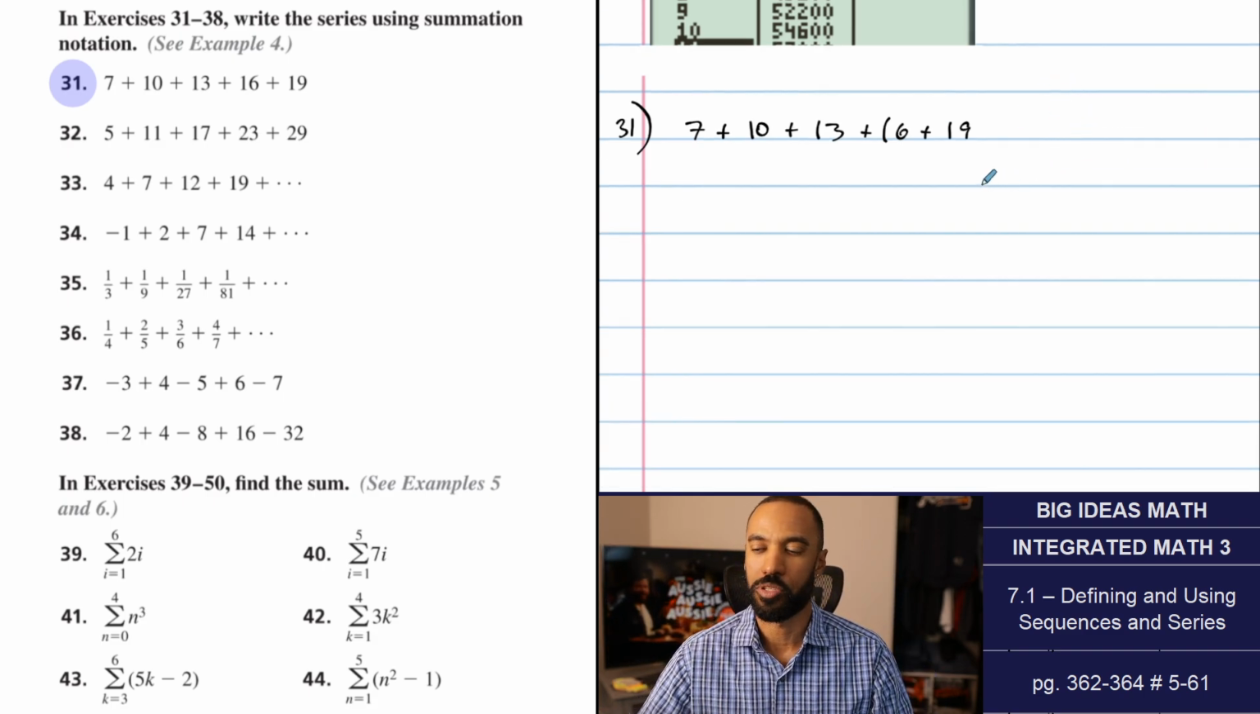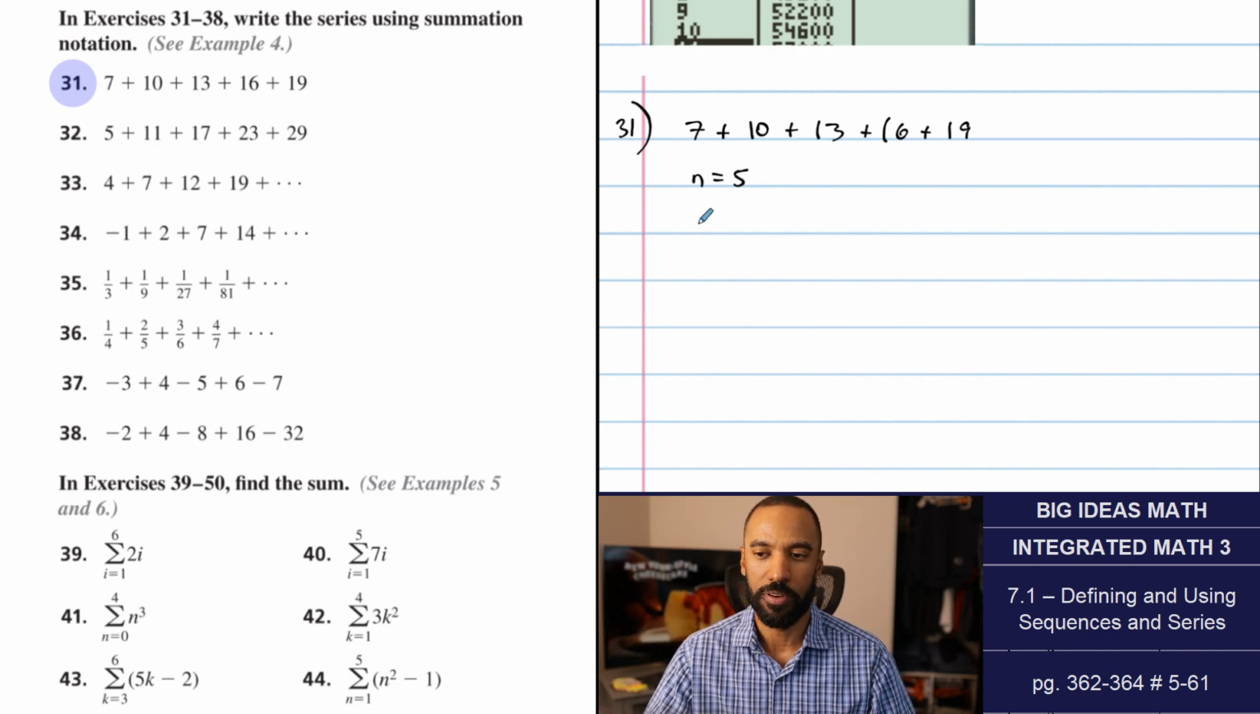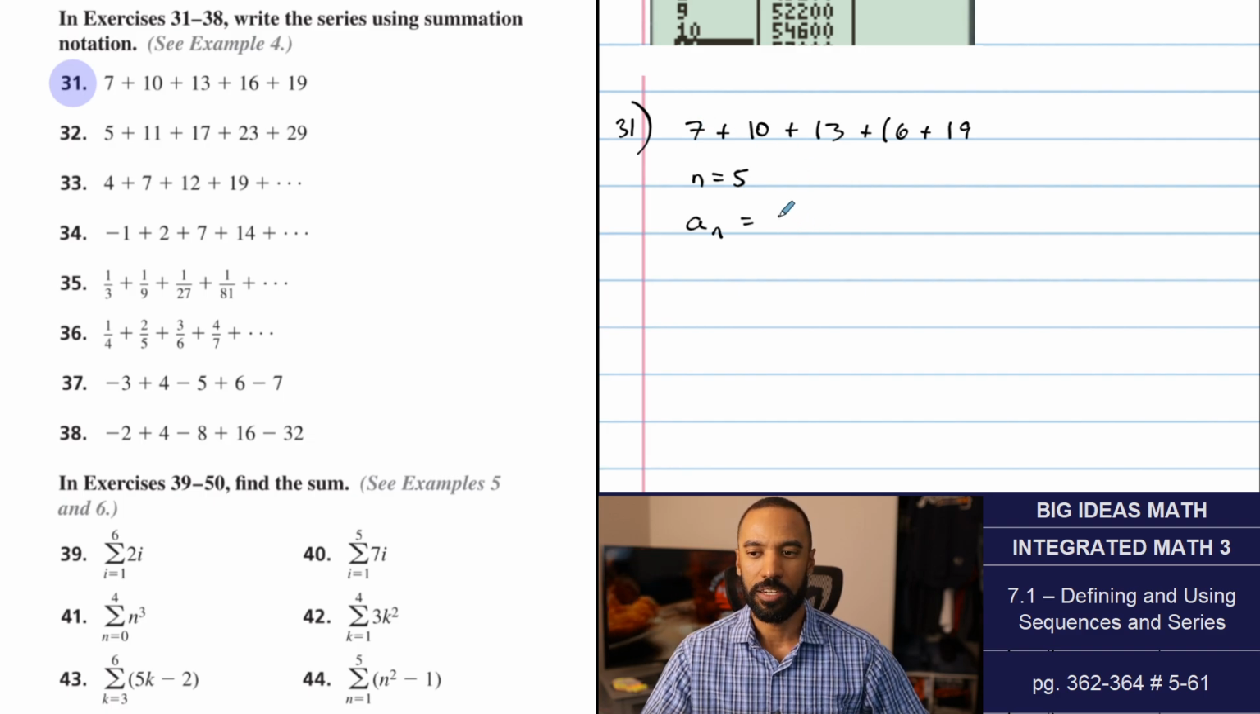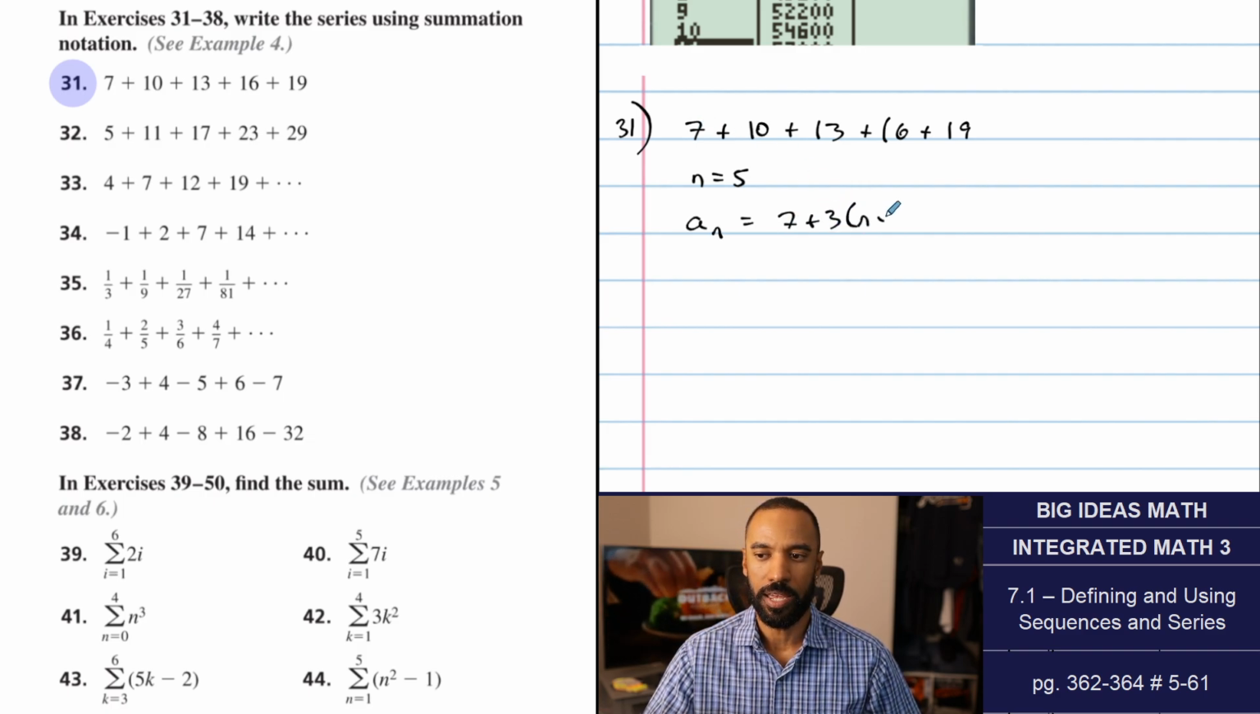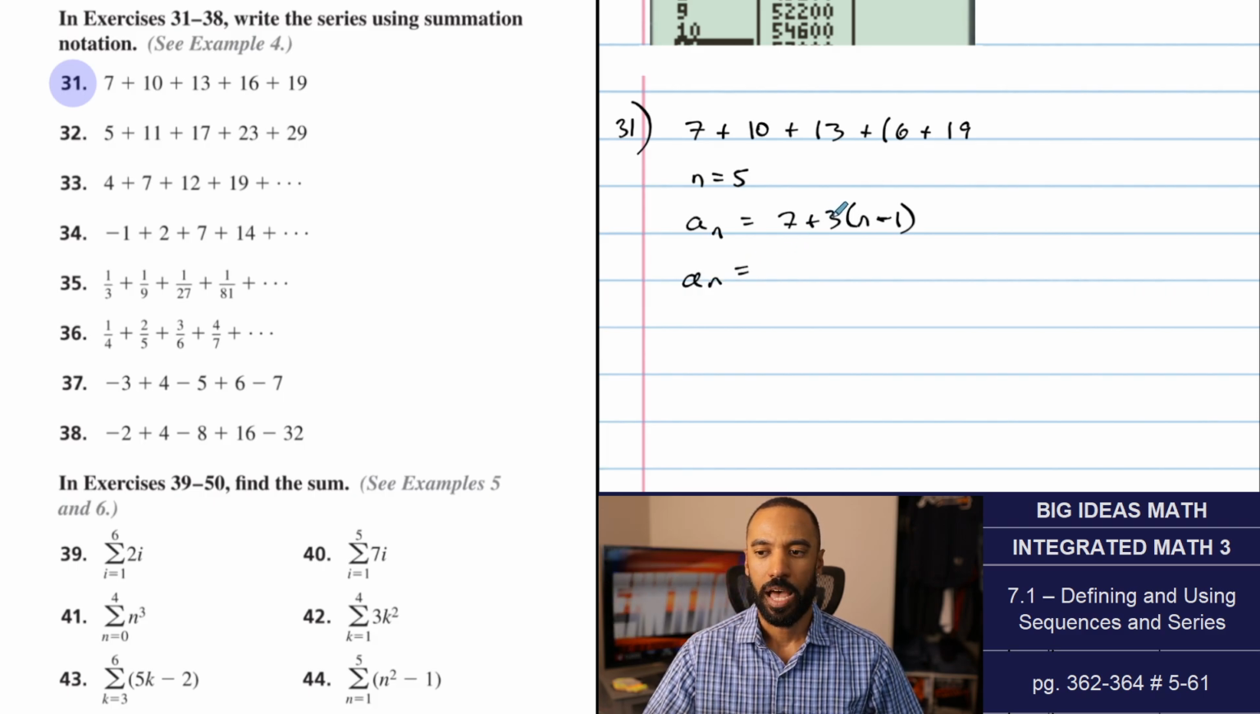Now, there are 5 terms, so that's the first thing I want to pull out. N is 5. When it comes to the general rule for this thing, as it's an arithmetic sequence, first term is 7, common difference is 3. You can use this version of the rule, or you can simplify it. I'm going to do this shorthand, 3 times n, 3 times -1. This is 3n plus 4.